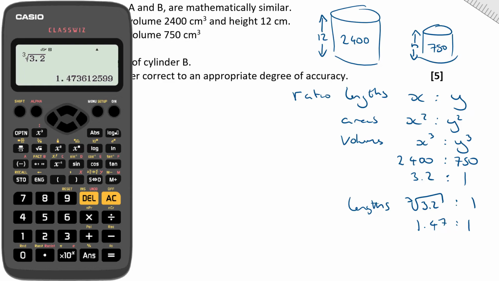So if I then take 12 and I divide it by our cube root of 3.2, I should be able to find the height of our second can then. Okay, our second cylinder. So 12 divided by my previous answer comes out to be 8.14.